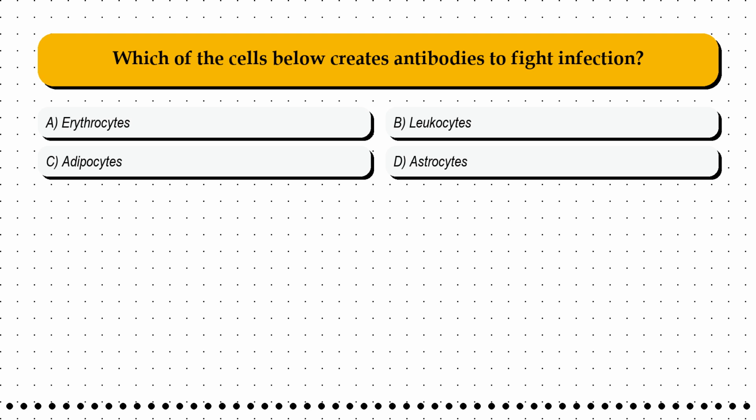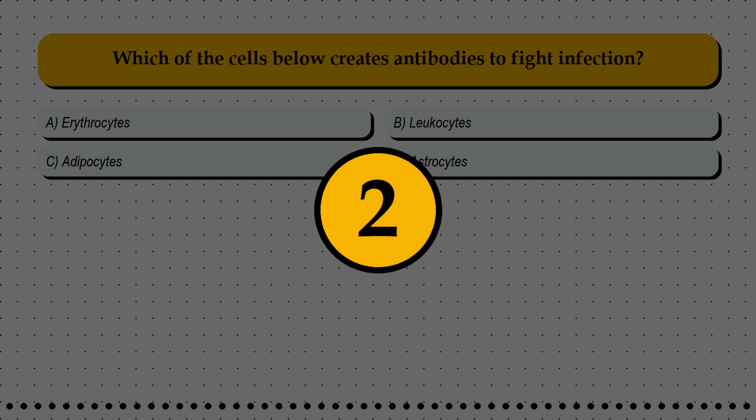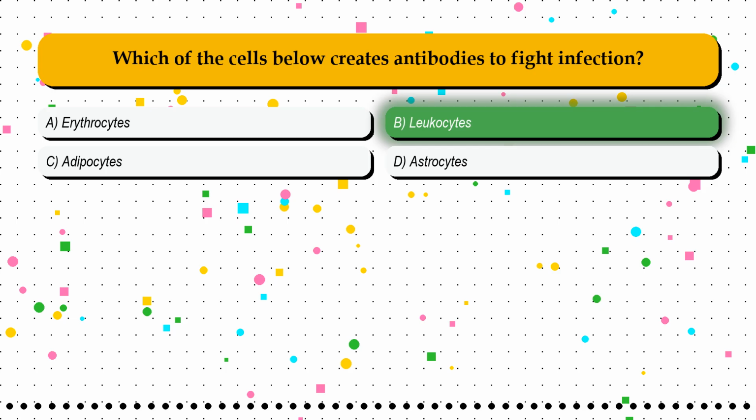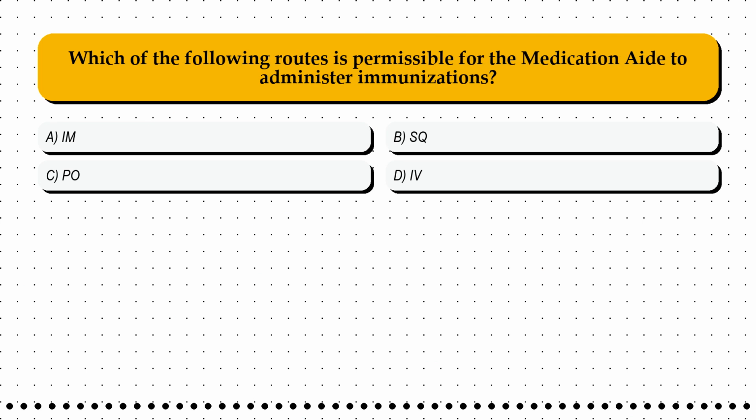Option A, erythrocytes. Option B, leukocytes. Option C, adipocytes. Option D, astrocytes. The correct answer is option B, leukocytes. Question 129. Which of the following routes is permissible for the medication aide to administer immunizations?